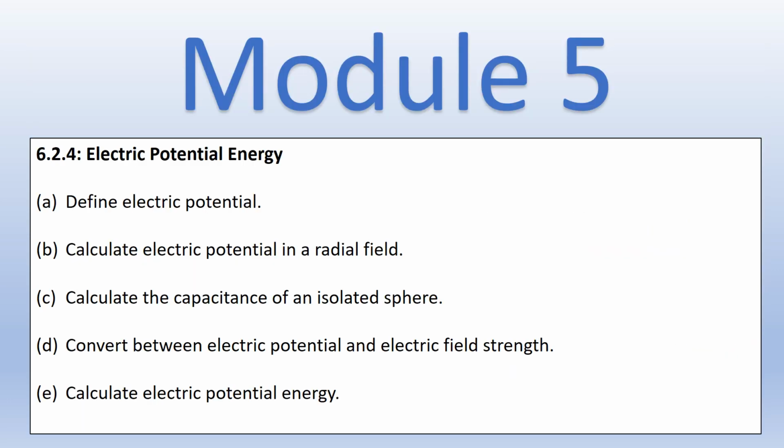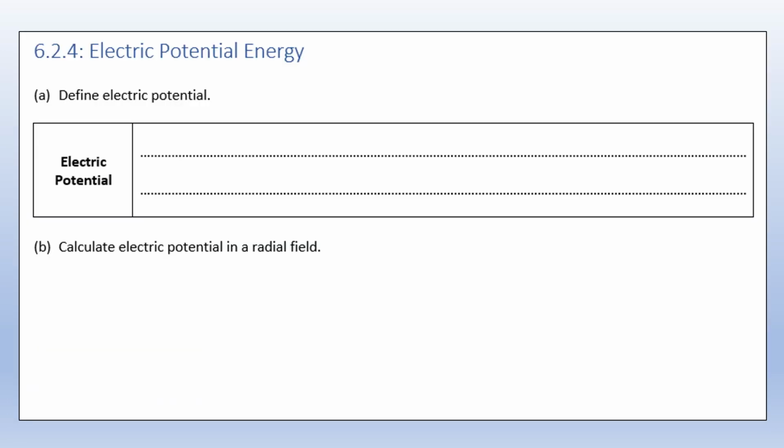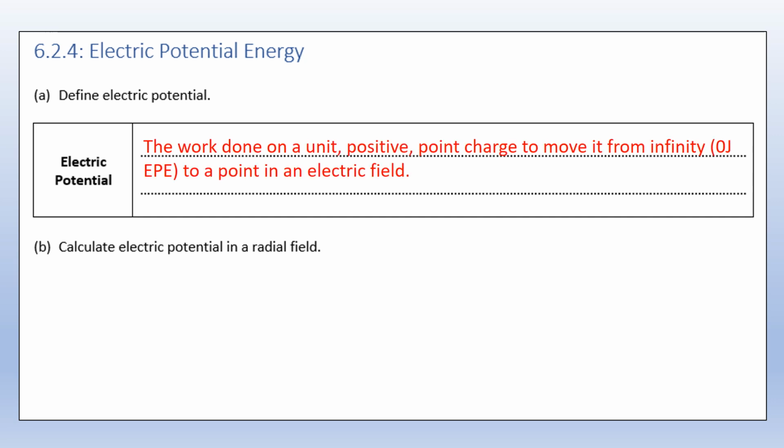So now we're going to think about electric fields in terms of energy as well as the force we've looked at. So electric potential is very similar to gravitational potential. Electric potential is the work done on a unit positive point charge to move it from infinity to a point in an electric field. And we can calculate the potential, which is given the symbol V, using this equation here.